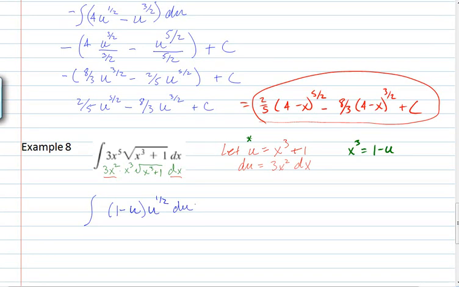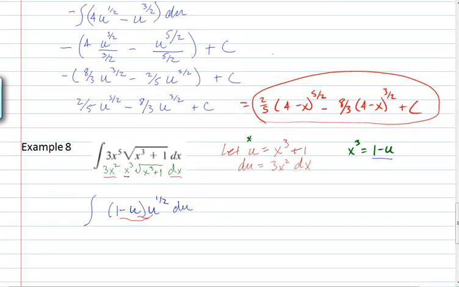Yeah. No. 1 minus u is our x cubed. And then there's the u to the 1/2. And what's underlined in red was my du. Yeah, I only make a mistake once per problem, per line. I try to catch them. But I have you guys to keep me honest.